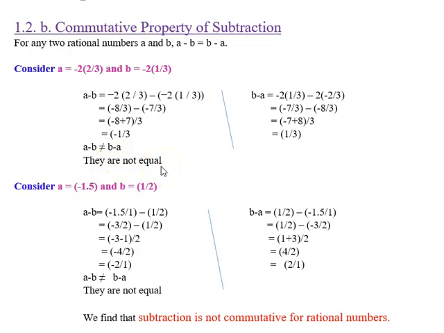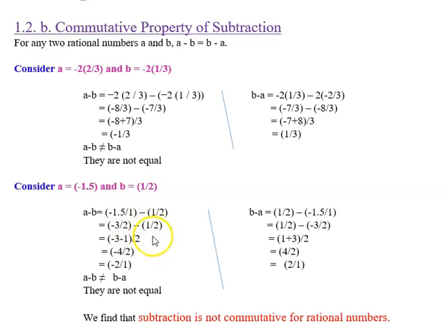So let's test this with one more example. Consider a equal to negative 1.5 and b equal to 1 over 2. We'll first subtract a minus b. So negative 1.5 over 1 minus 1 over 2. Because here the denominator is 1 and here it is 2, we are taking the LCM. So we are multiplying and dividing by 2 on the numerator and denominator. So it will become negative 3 over 2 minus 1 over 2.